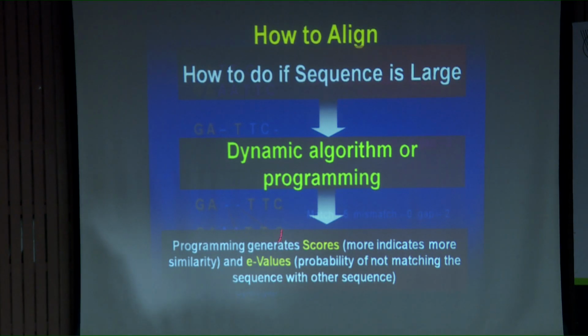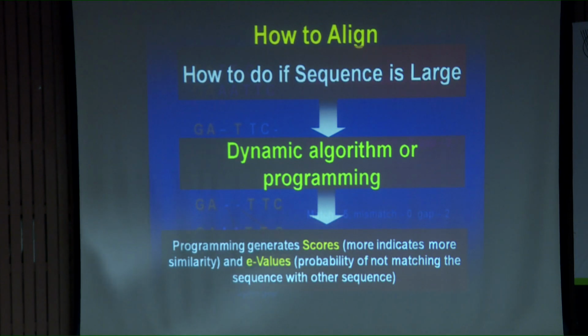So, after the programming it generates some scores. Any program, when it tries to align the sequences, generates a score after alignment. Score means some points for that alignment, that is called score, and it also generates E values. E values means probability of not matching the sequence with other sequence. So, it is a statistical jargon. E value means probability of not matching the sequence with other sequence.